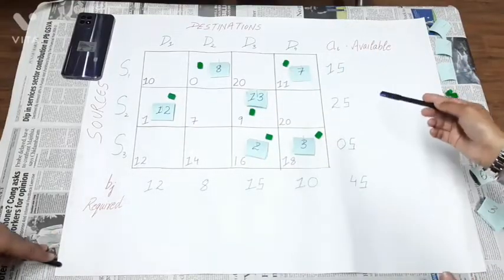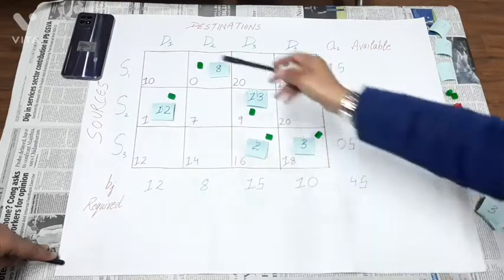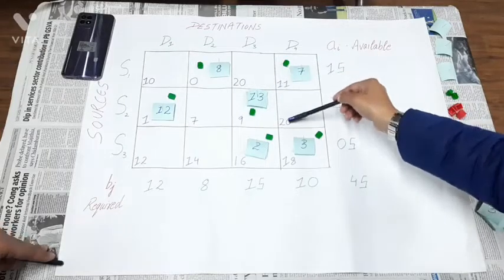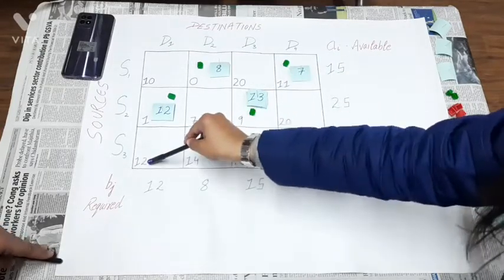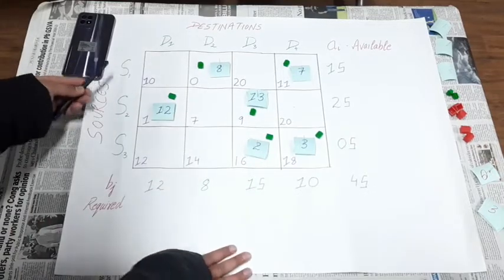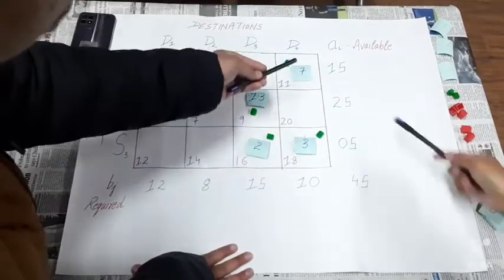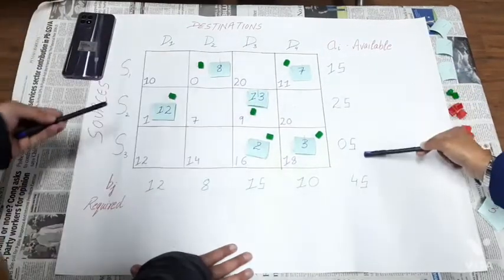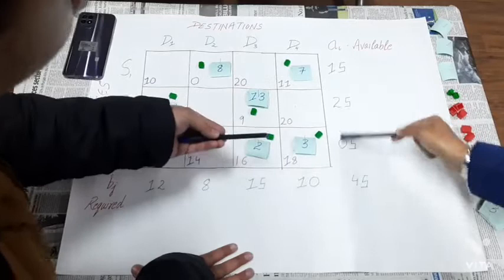This is our time minimizing transportation problem table in which our entries are of time. Matrix elements are time. And we have 3 sources. From source 1, there are 15 units available. From source 2, we have 25 units available. And from source 3, we have 5 units available.